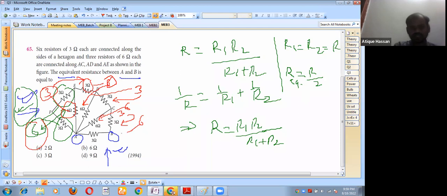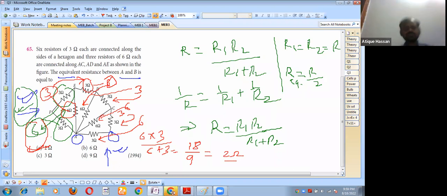And then 6 and 3 are in parallel combination. So we will get 6 into 3 by 6 plus 3, which means 18 by 9, right? So 2 ohm will be the correct answer. Have all of you understood this one? Any doubt, please ask.